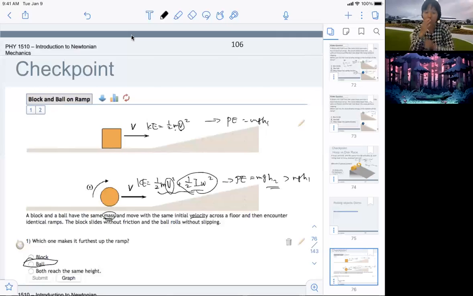So you can see that you have to be careful of what they give you. Are they starting from the same place? Then you know mgh is the same. If the overall kinetic energy is the same, then each of them must have different velocities. Now, if they're starting with the same velocities, then they must have different kinetic energy to begin with, right?